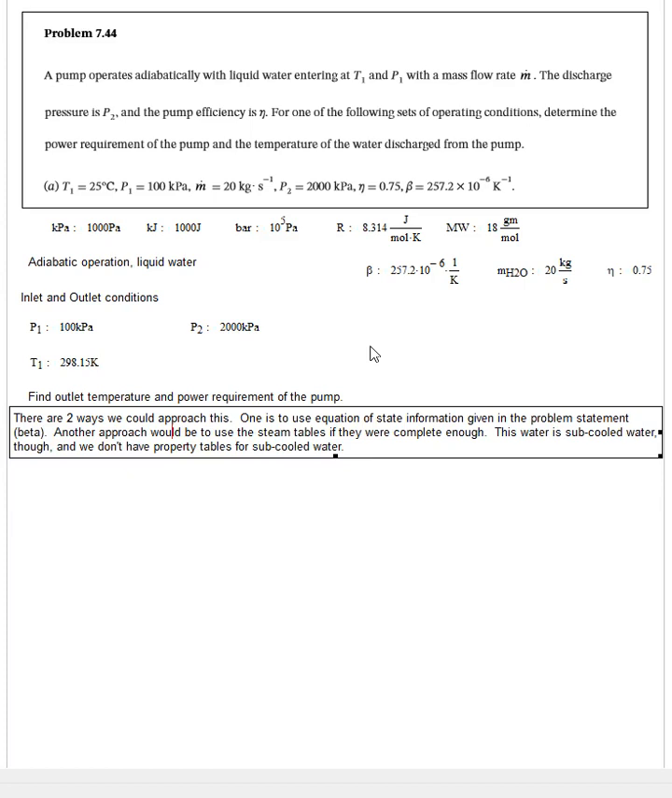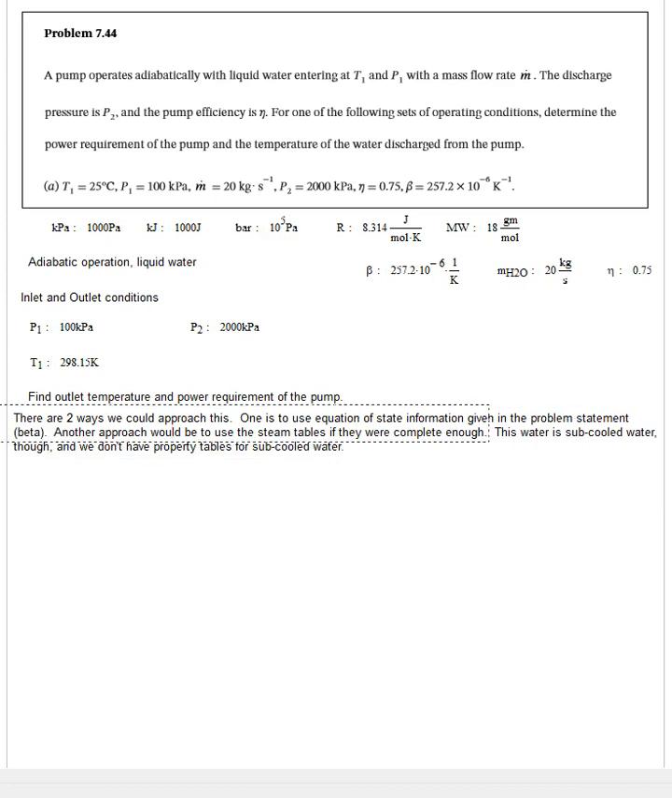We could do this, but you've got to realize that we're not dealing with saturated liquid. We're not dealing with a superheated vapor, of course. This water at these conditions is a subcooled liquid. And our steam tables simply do not have information about enthalpies, entropies, volumes, and so on for subcooled liquids. And so we're kind of stuck. We're going to have to use the equation of state information that we have.